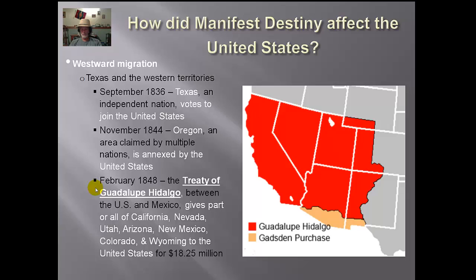Texas was an independent nation. Unfortunately, we don't have a ton of time to get into Texas history, starting with the Alamo and everything. But Texas finally votes to join the United States in 1836. In 1844, Oregon is claimed by multiple nations. Well, it was finally annexed, or taken over, by the United States. In February of 1848, the Treaty of Guadalupe Hidalgo between the U.S. and Mexico really gave the United States all of California and the southwest part of the United States. You see on here the Gadsden Purchase, and if I remember correctly, it had to do with running a railroad through that particular area.